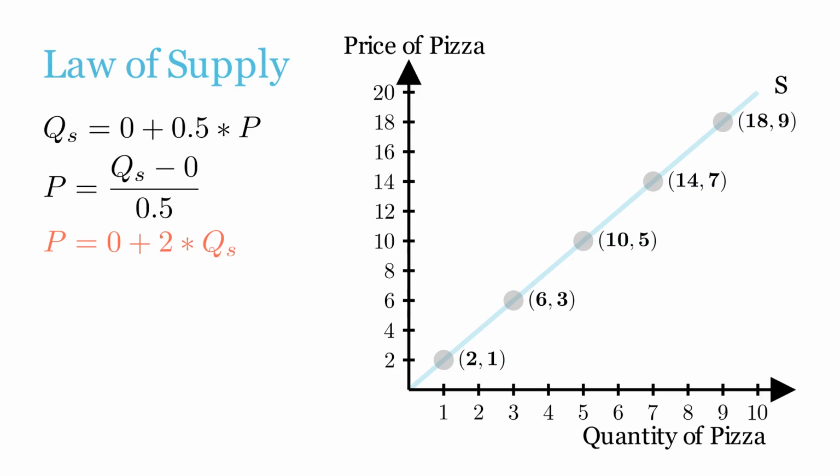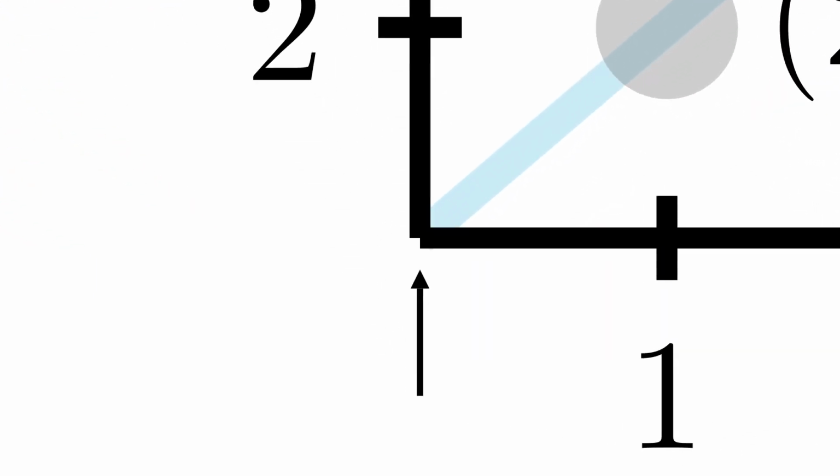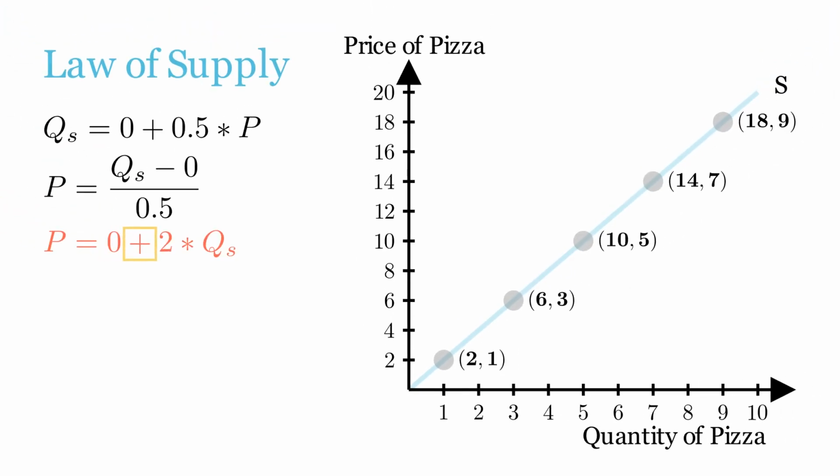Now let us understand this equation. In this equation, P is the price and 0 is the intercept. The intercept is the point where the supply curve touches the price axis. In other words, if price is 0, the quantity supplied is also 0. The positive sign shows a direct relationship, meaning that as quantity supplied increases, price increases. The number 2 is the slope, which shows that a 1 unit change in quantity supplied leads to a 2 unit change in price, and Qs represents the quantity supplied.